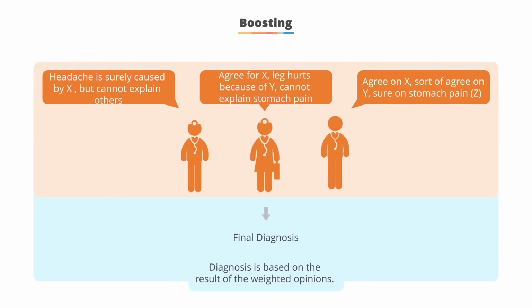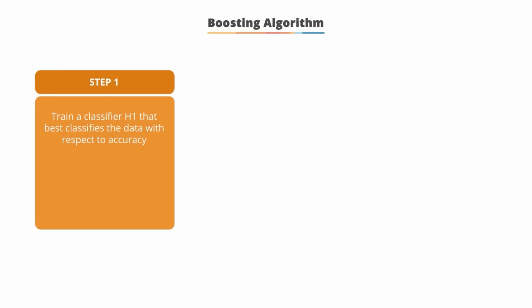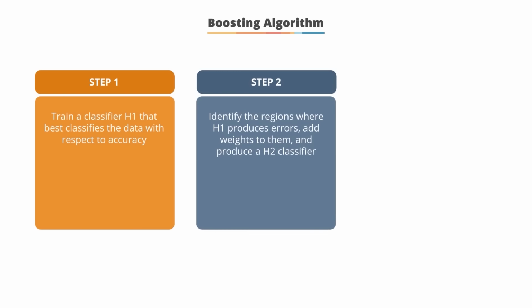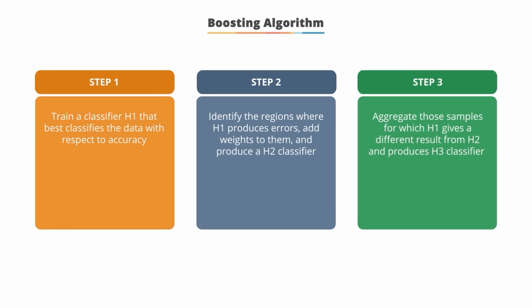Let's understand the way boosting works in the steps flow. Step 1 is to train a classifier H1 that best classifies the data with respect to accuracy. Step 2 is to identify regions where H1 produces errors and weigh them and produce an H2 classifier. Step 3 is to aggregate those samples for which H1 gives a different result from H2 and produce an H3 classifier. Repeat Step 2 for a new classifier.